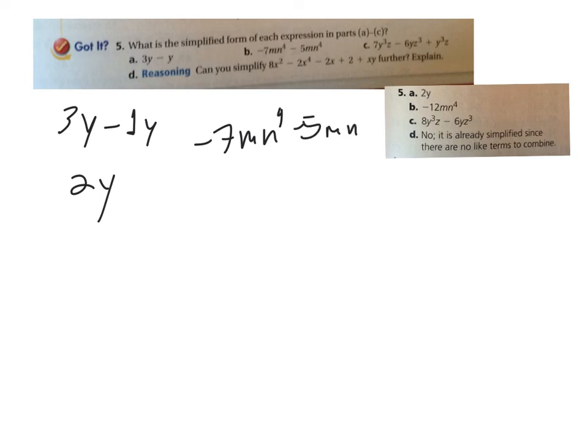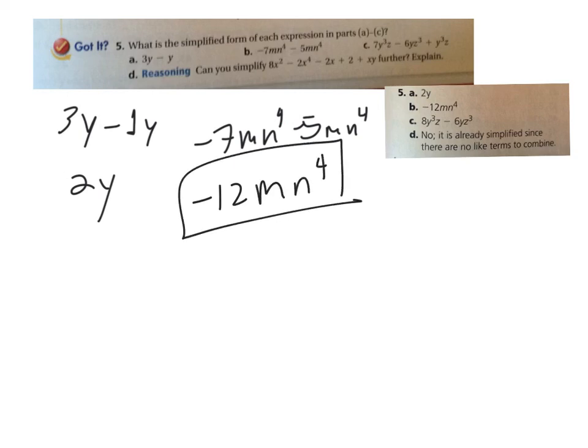Alrighty, so simplified form of each expression here. So I have 3y minus, technically remember that's 1y, right? So that becomes 2y. That's A. B, we have negative 7mn to the fourth minus 5mn to the fourth. Notice, double check here, right? Same variable, same power, mn to the fourth, mn to the fourth. Well, so we have negative 7 minus 5, which works just like integers. So negative 12, then mn to the fourth is what we get for that one.